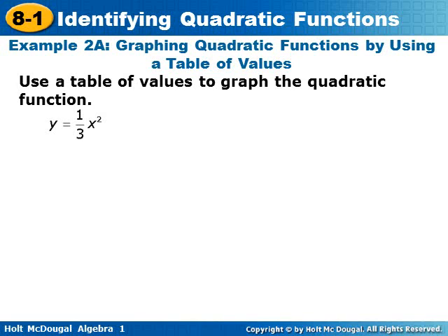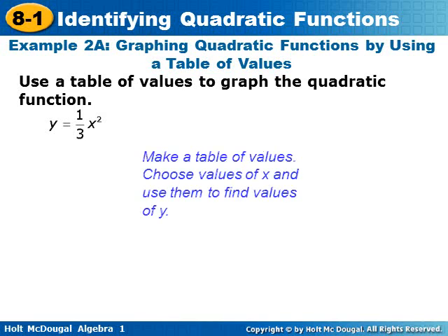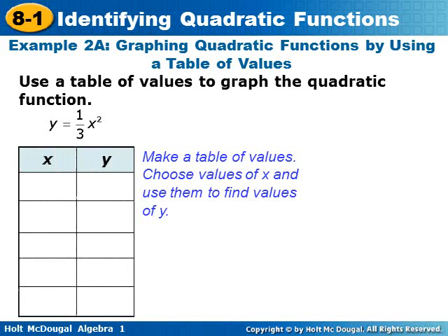Use a table of values to graph the quadratic function y equals 1/3 x squared. Make a table of values, choose values of x, and use them to find values of y. So they've chosen -2, -1, 0, 1, and 2. These are good numbers to choose because they will keep your graph small and centered around the origin.